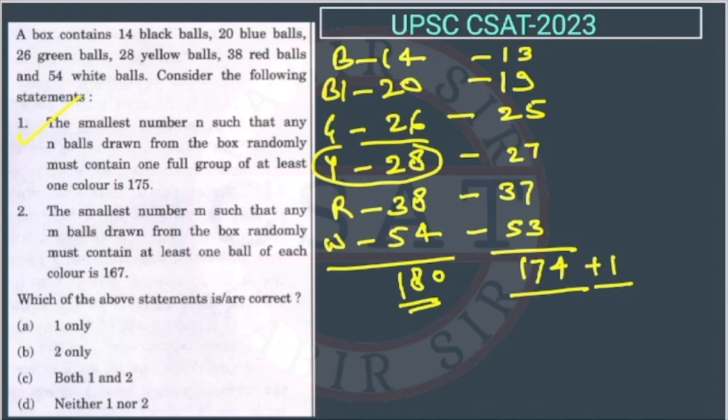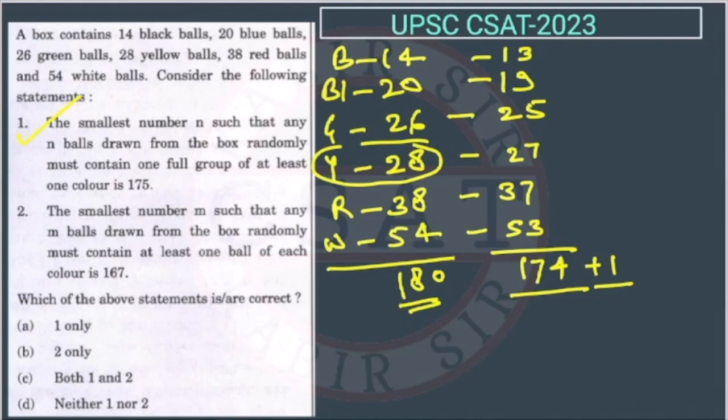Now the second statement: the smallest number m such that any m balls drawn from the box randomly must contain at least one ball of each color is 167, right? So now they want to know how many balls we should withdraw so that we get one ball of each color, right? So that will be the smallest number, right?